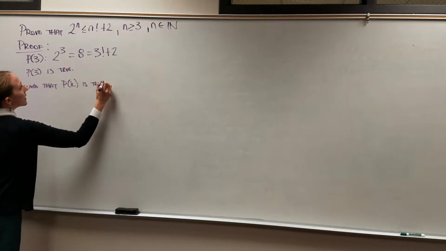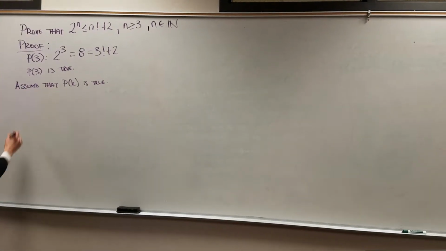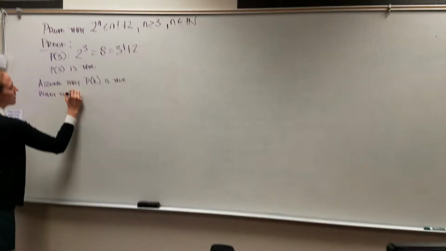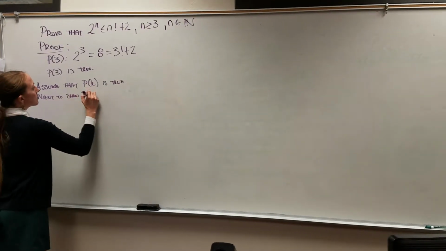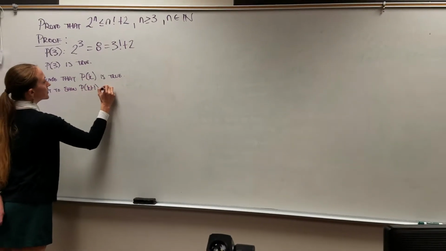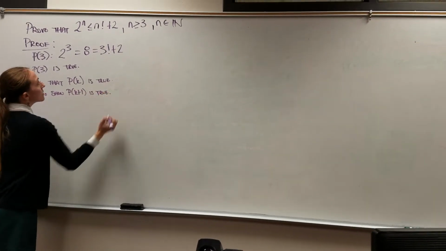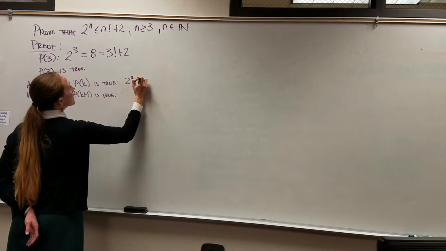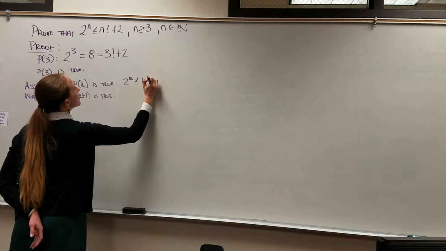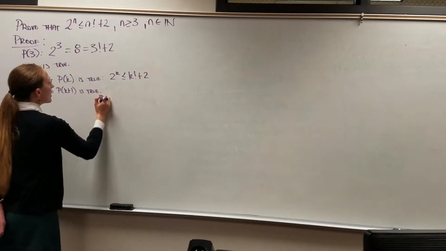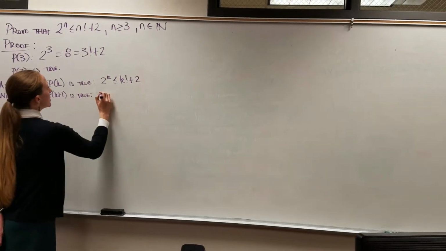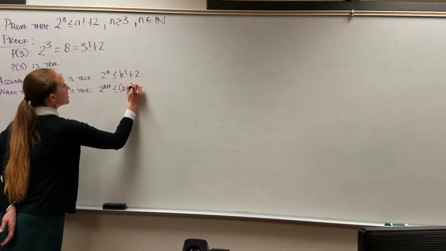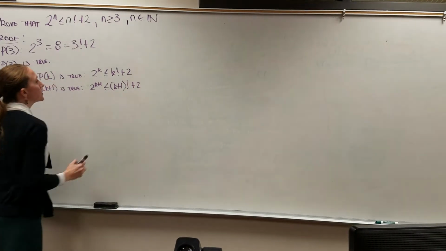Okay? And from there, we want to show P of k plus 1 is true. So we know P of k in this sense would be 2 to the k less than or equal to k factorial plus 2. And for this, it would be 2 to the k plus 1 is less than or equal to k plus 1 factorial plus 2.